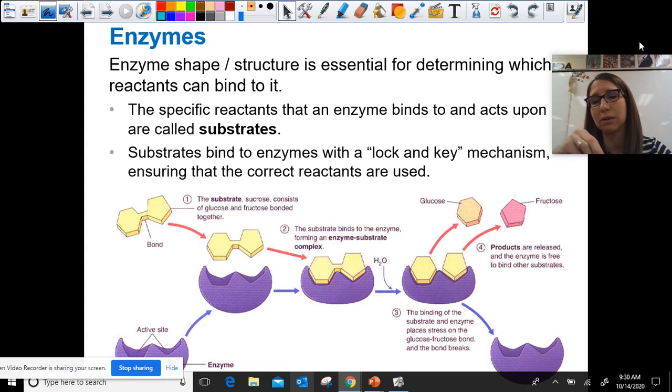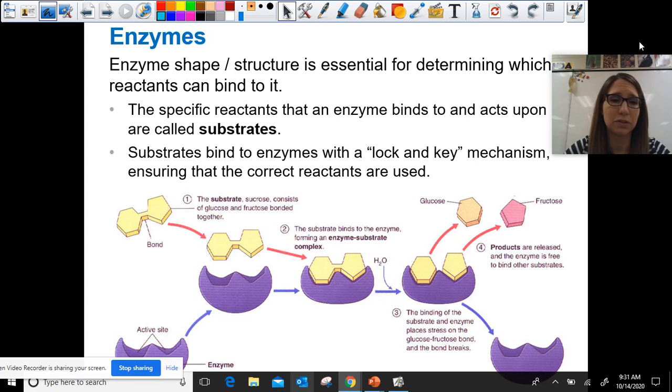They have to fit together perfectly, and if they don't, there's no chemical reaction that can occur. All right, so the reactants that bind with enzymes in this lock and key mechanism are called substrates. And that's just another biochemical term for reactant. It means exactly the same thing.